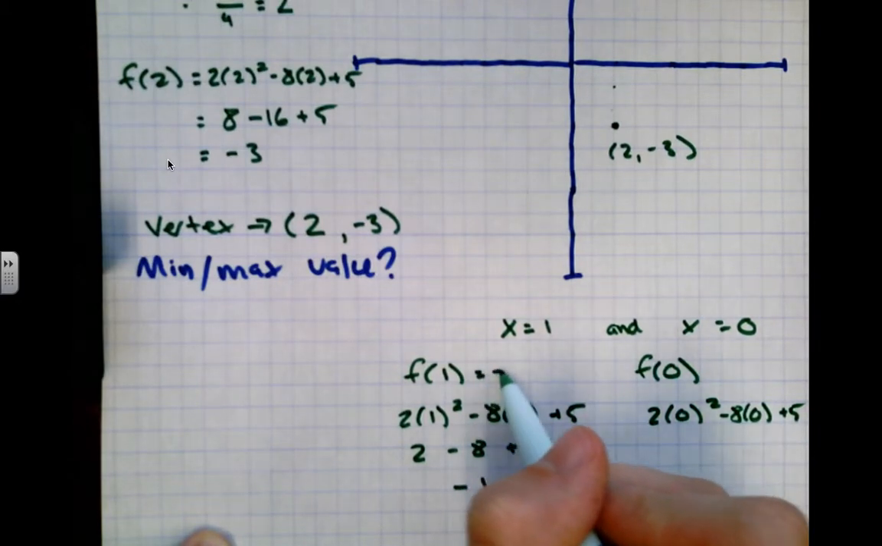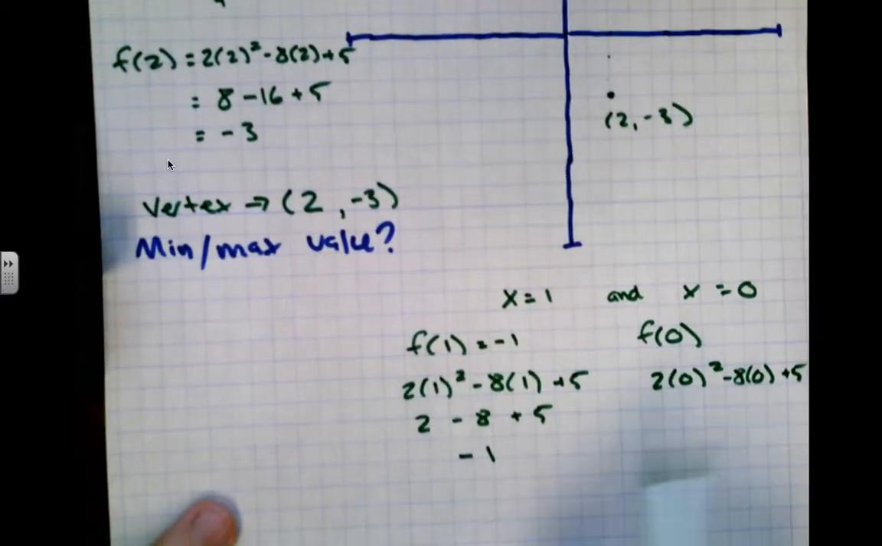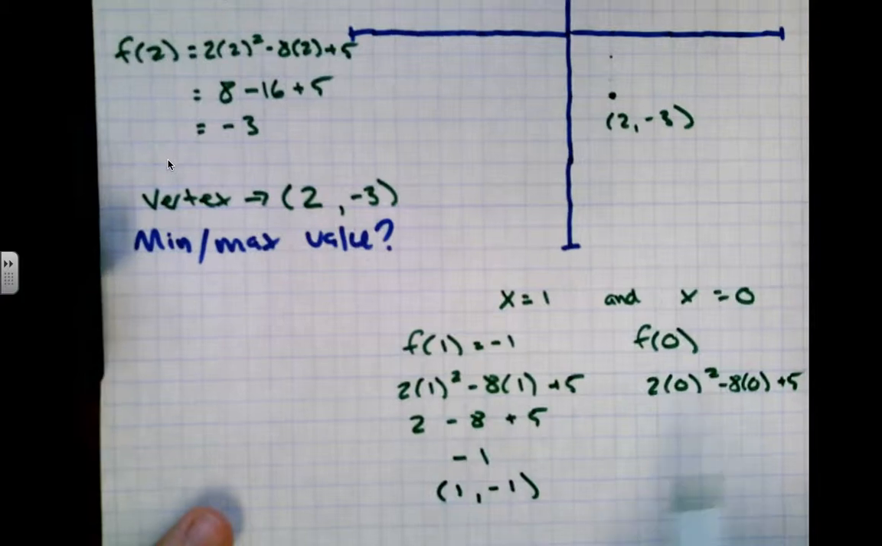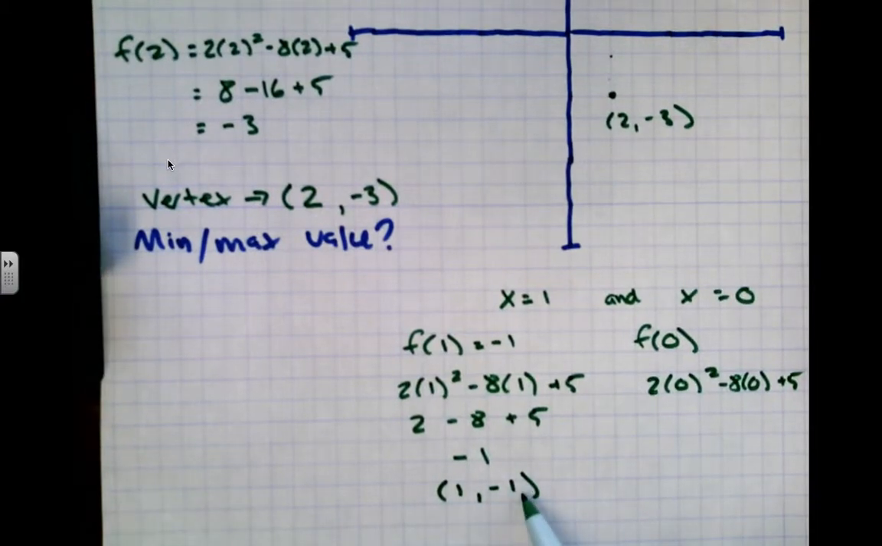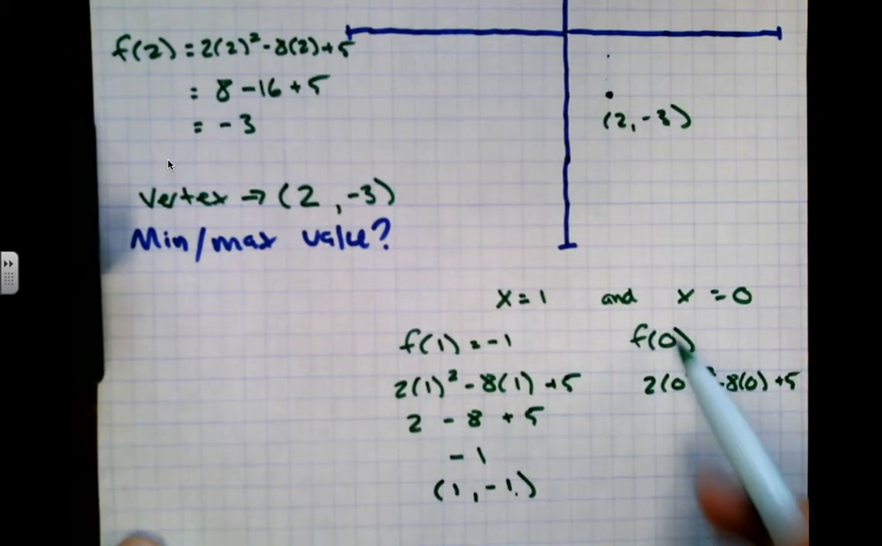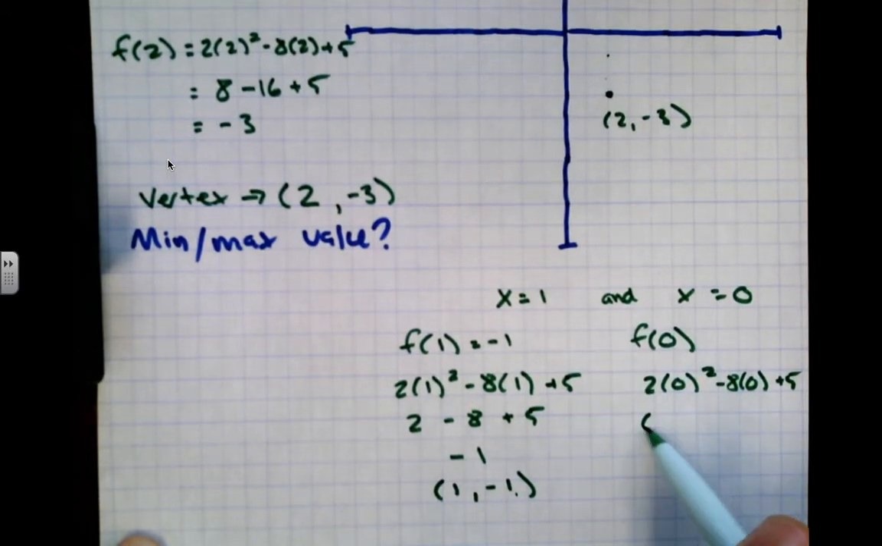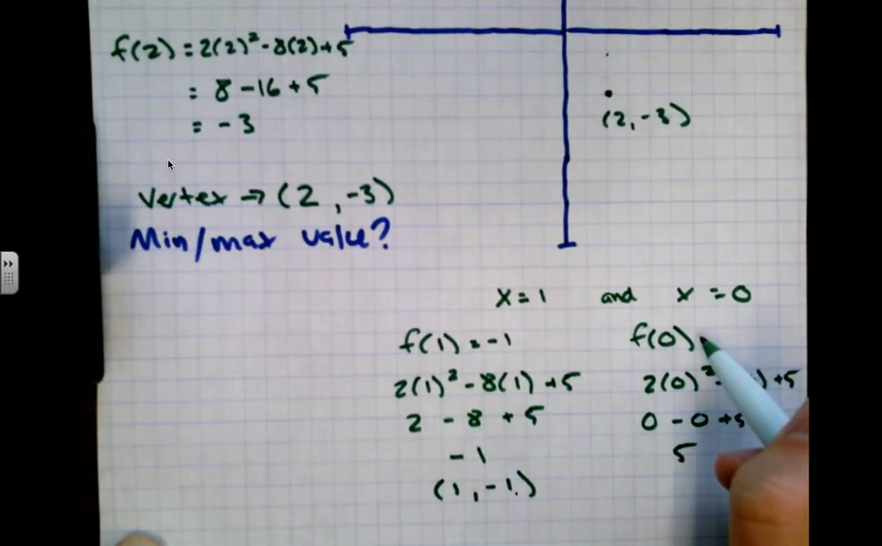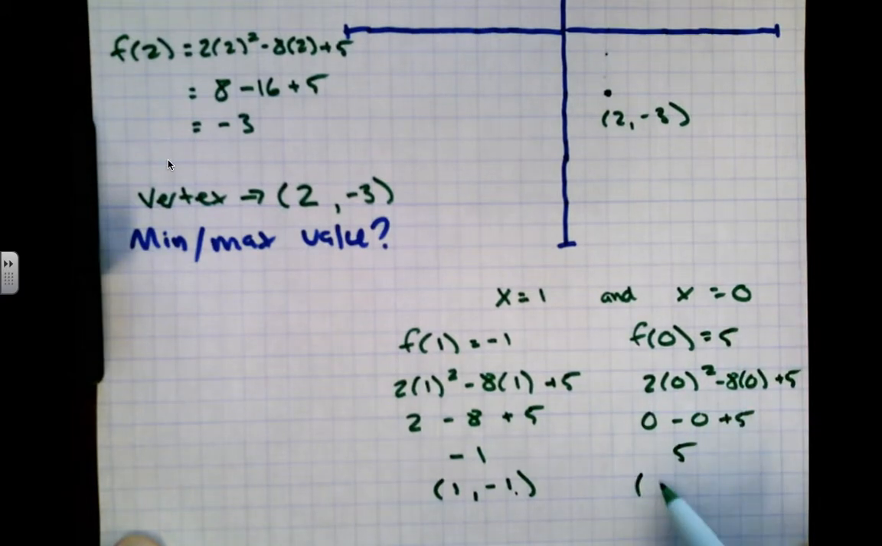Alright, so that means f of 1 is -1, so I would have the point (1, -1). When I plug in the x value 1, I got the y value -1, and I would go through and do the same thing over here to find out the y-coordinate when x equals 0. I would have 0 minus 0 plus 5, so what that's going to tell me is f of 0 equals 5, so I should have the point (0, 5).